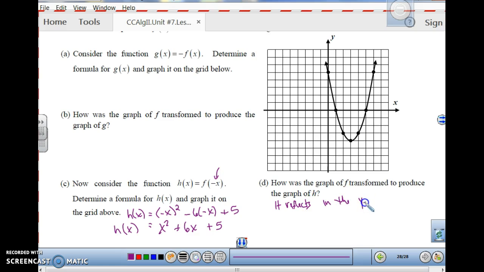And again, that makes sense when you think about it. The reflection in the y-axis rule says when you have the point (x, y), you negate the x, but keep the y. So that's what we did right here. We negated the x. So if you negate the x, the y stays the same. It's going to be a reflection in the y-axis.